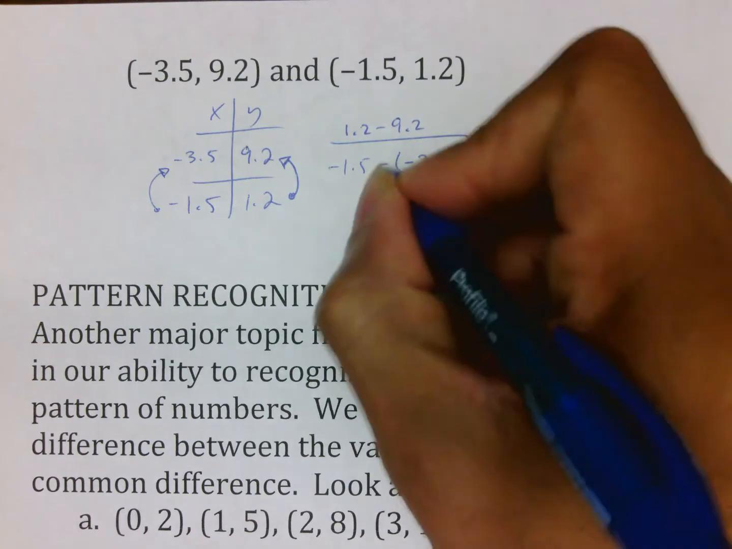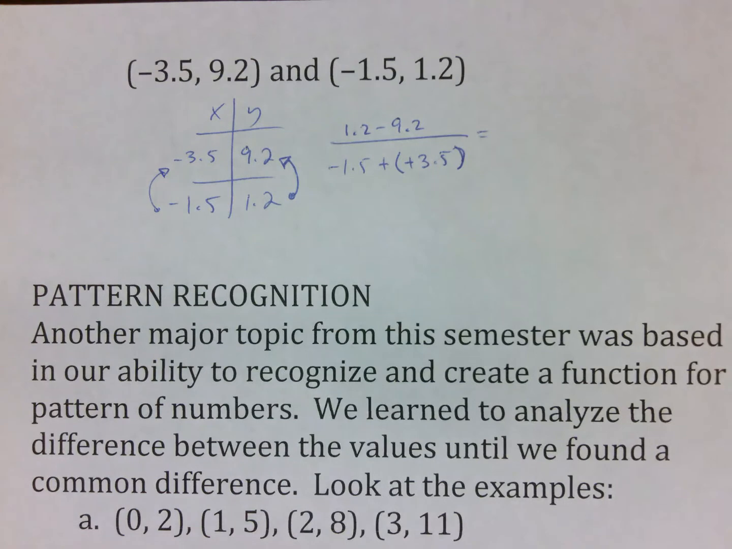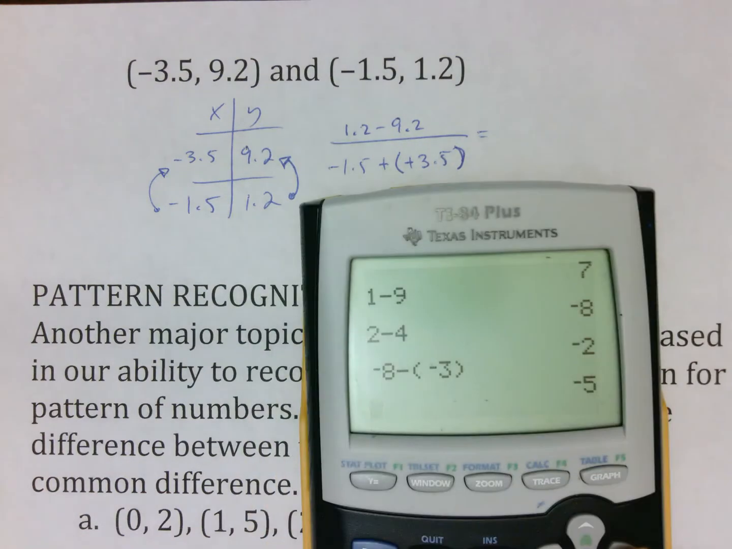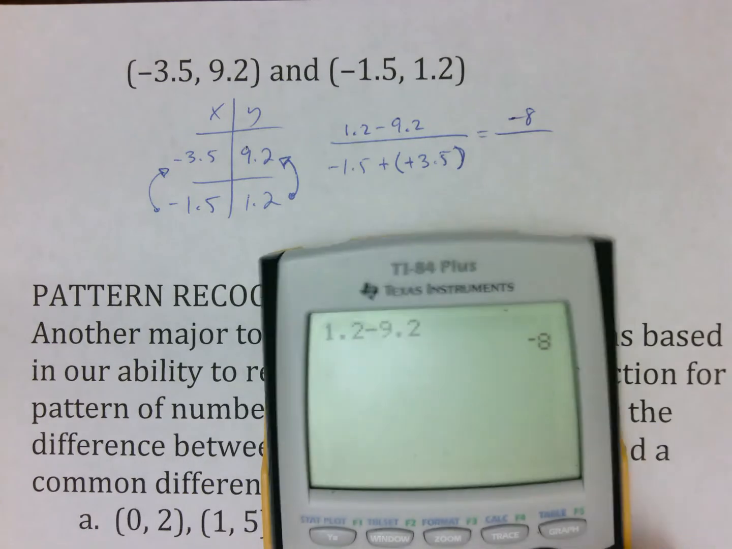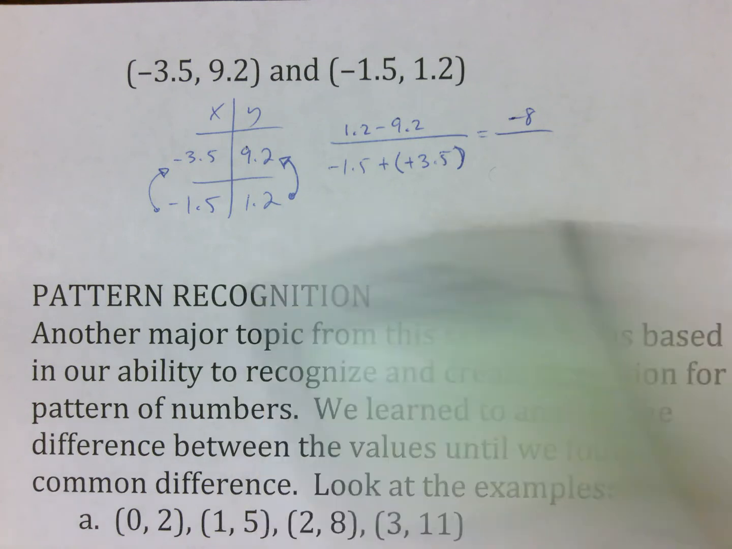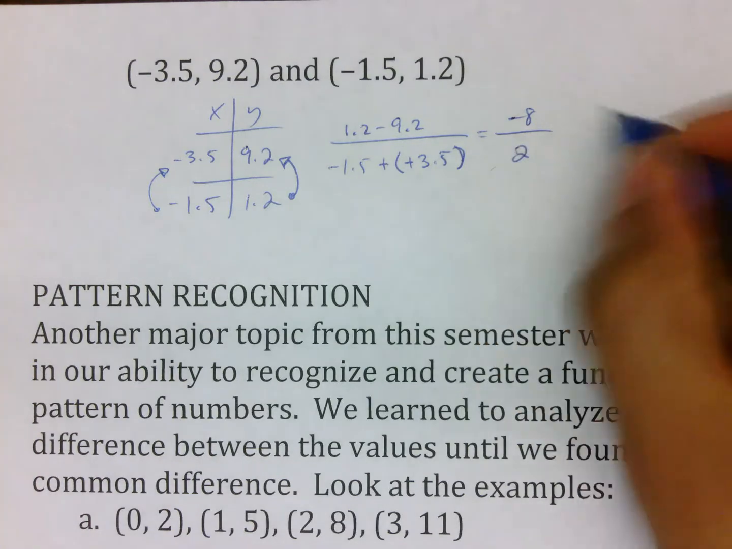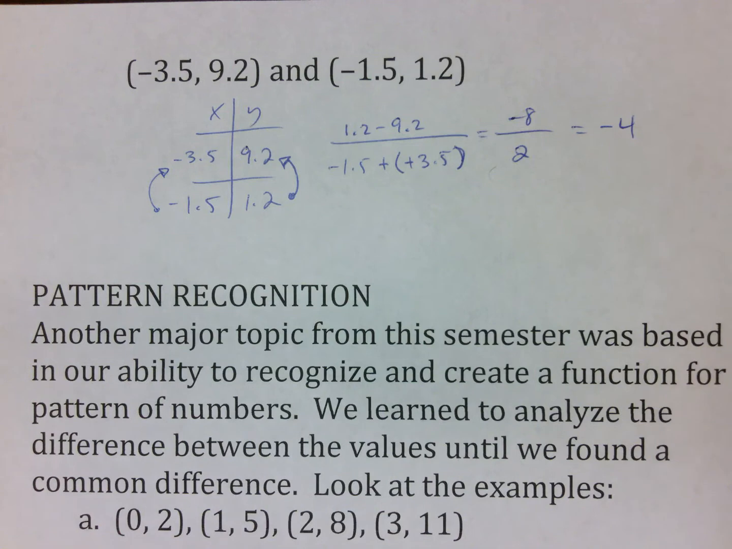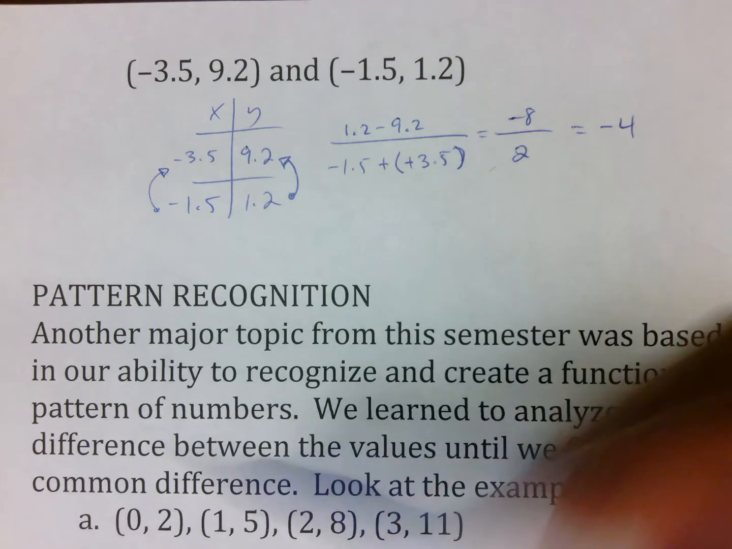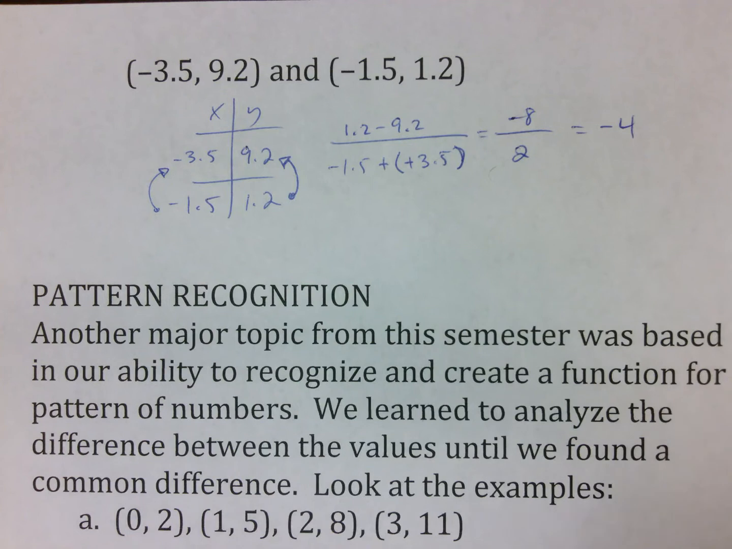Switching that over to be a double positive, and doing the work that we need to do. Again, these are decimals, but we have a calculator that should make the decimals easier to work with. And so we do 1.2 minus 9.2, which is negative 8. And then we do negative 1.5 minus negative 3.5, which is 2. And in the end, negative 8 divided by 2 is negative 4. So again, what we're looking at there, just make the table, do your y2 minus y1, x2 minus x1, everything should be good.